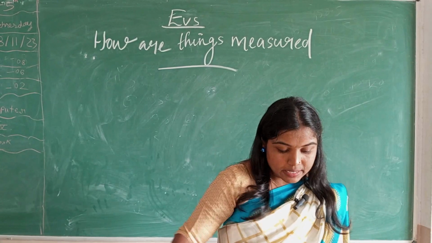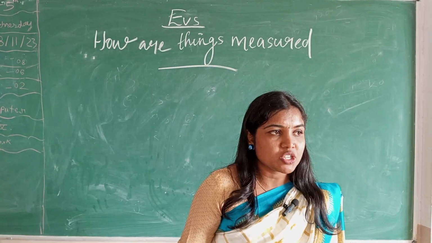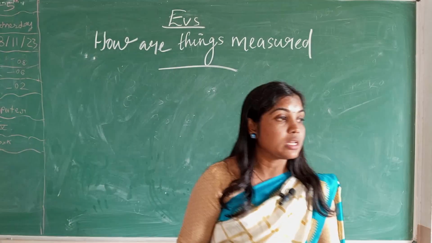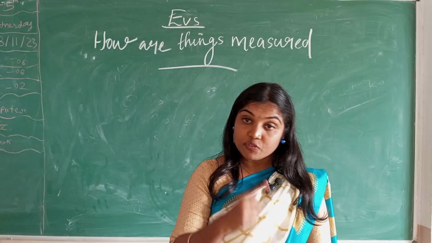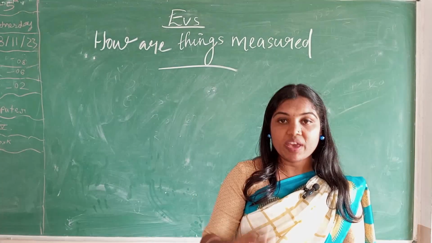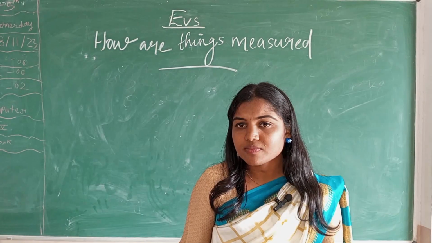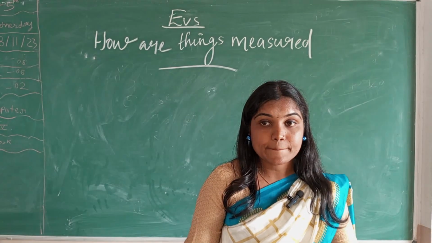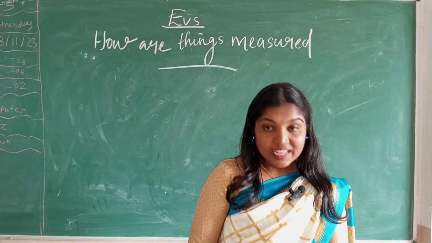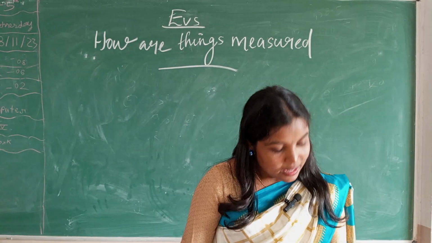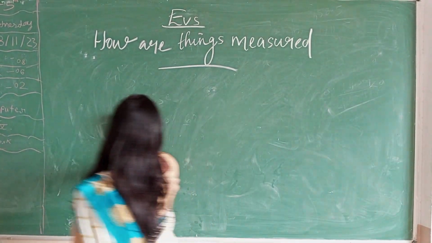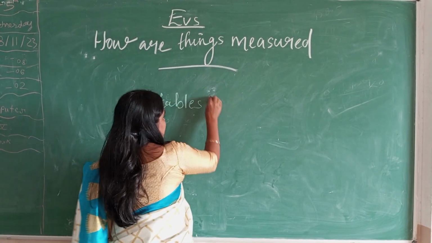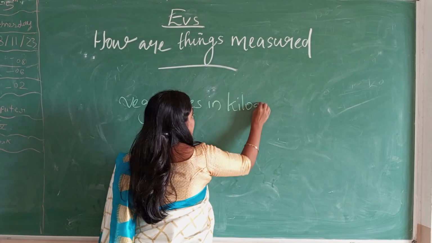All the measurements are done in the same unit? No, all the measurements are done in different units. For example, we weigh vegetables. How do we weigh? We weigh vegetables in kilograms.